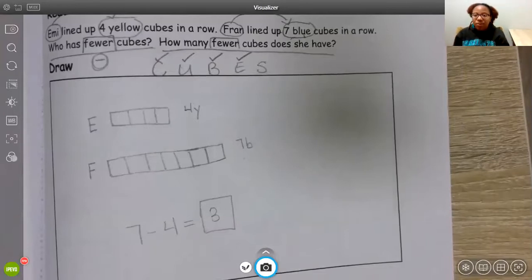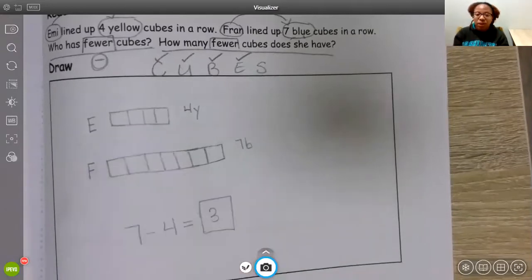And then we have to answer our questions. So we have 2 questions. We have to answer who has fewer cubes and how many fewer cubes does she have. Let's break this one down. By looking at our picture, who has the least amount of cubes? So Emmy has 4 and Fran has 7. And I know that 4 is less than 7. So Emmy has the least amount of cubes. So that can help me answer my first question. So I can write Emmy.